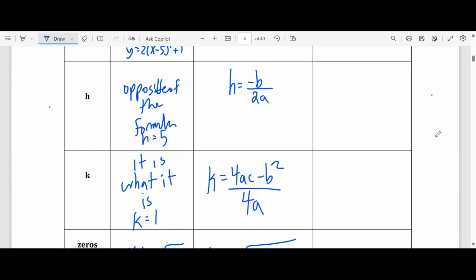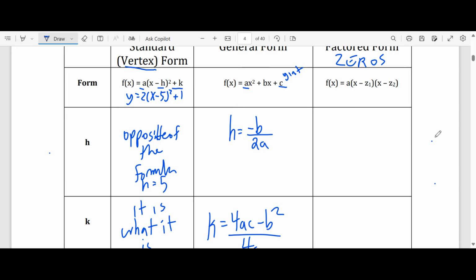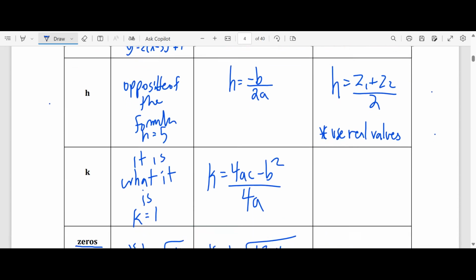Here's basically the nuts and bolts of the rest of it, because we're running out of time. The zeros form, the A, the Z1, the Z2. A tells me fat, skinny. The Z1 and Z2, we know where those go. The H parameter is actually quite easy in this one. Formula's not hard at all. The one thing I'll point out, I can find H by using Z1 plus Z2 divided by 2, or you can just logic it out. Where do people screw up? Use real values. If it said -2 and -9, you're going to go 2 plus 9 divided by 2. Don't use the fake ones. Don't use the formula ones, use the real ones.